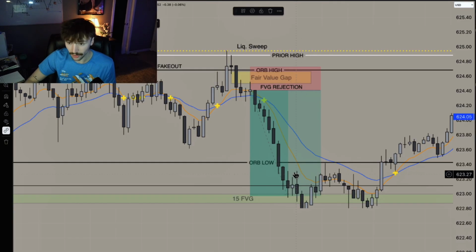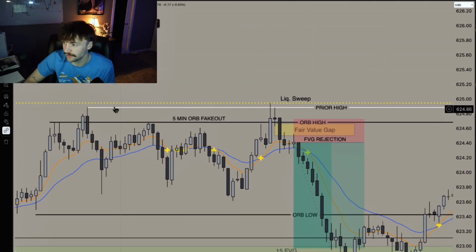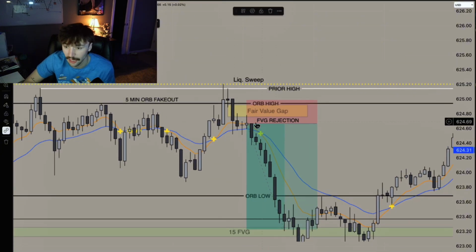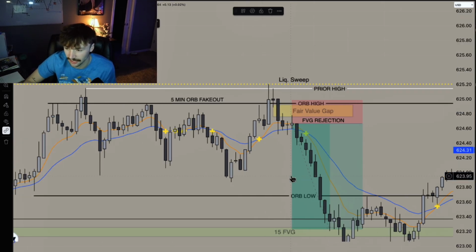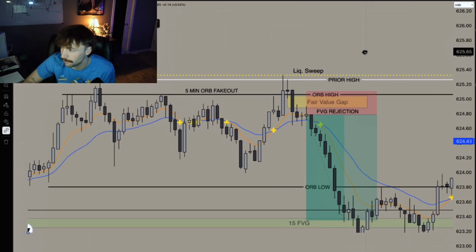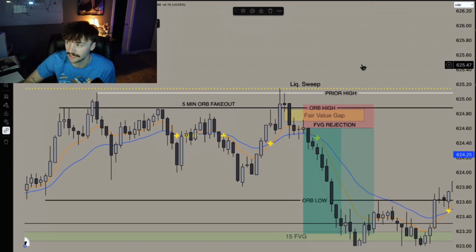And why? Because we are able to identify this liquidity sweep. We sweep these highs, okay? Then we are looking for a possible reversal. Once we see this 5-minute ORB fake out and we start to create this fair value gap, we can look to see if this fair value gap is going to get retested and respected, and we do end up moving to the downside, which is what we see. And this is seriously one of the most beautiful plays I've ever seen and taken in my life.